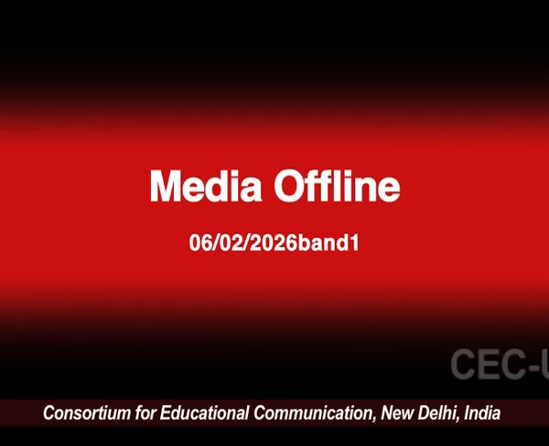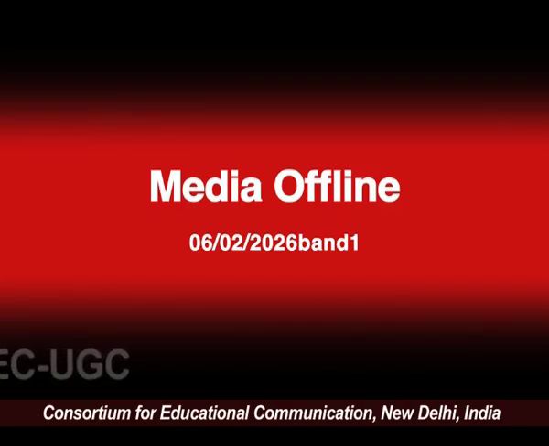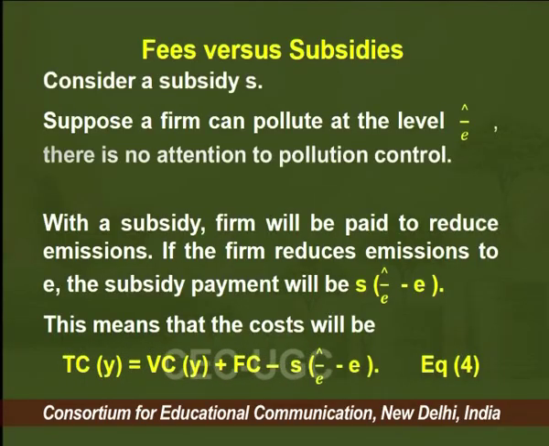This was the case when we were talking about taxes on emission. Let us see what happens if, instead of paying taxes on emission, we subsidize them. We give a subsidy for reducing emission. To examine this scenario, we consider certain assumptions. We consider a subsidy of small s being given to the firm by the regulatory authority. Suppose a firm can pollute at a level defined as E hat. This is the maximum limit possible to pollute, and there is an attempt at pollution control, and that gap has to be subsidized by the government.